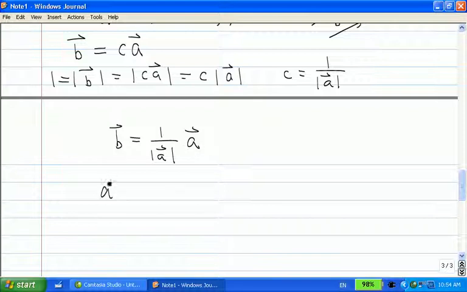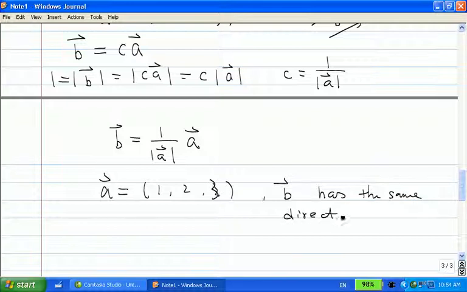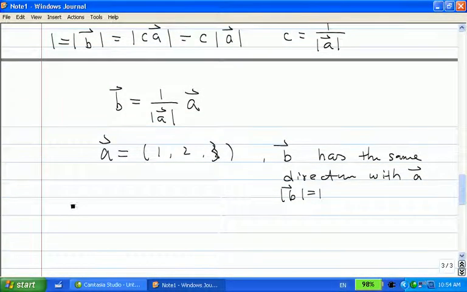Let me give you an example. For example, A is (1, 2, 3). Let me just write something arbitrary. Now I want to find vector B that has the same direction as A, but the magnitude of B is 1. How do you do that?